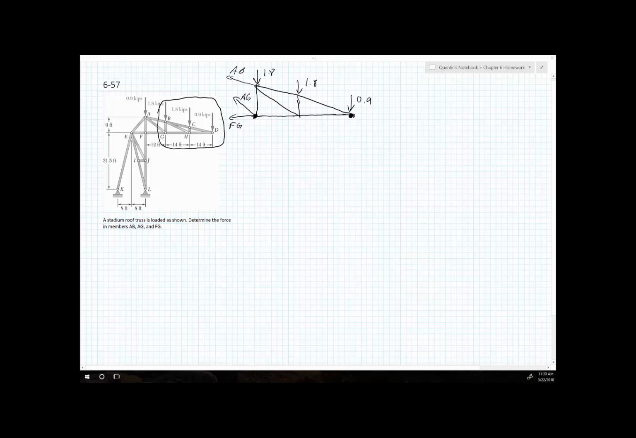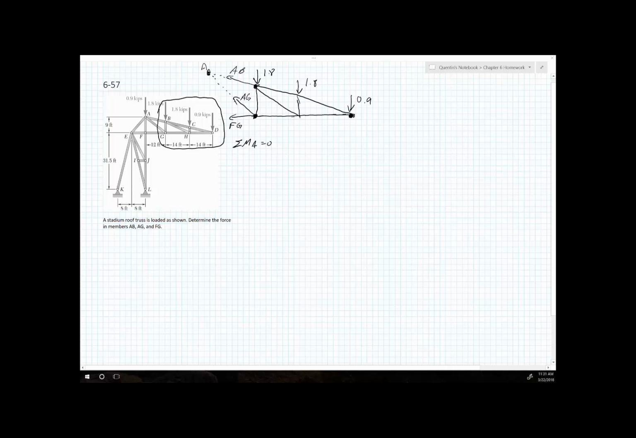What about this point right here? AB passes through it, but I still have two unknowns. It's doable. But what about this point right here? When we extend this up into here, this is point A. Two of the unknowns, AB and AG, go away. So there's just all sorts of places where you can take the moments to make life easier. So let's start with the sum of the moments at A equals 0.